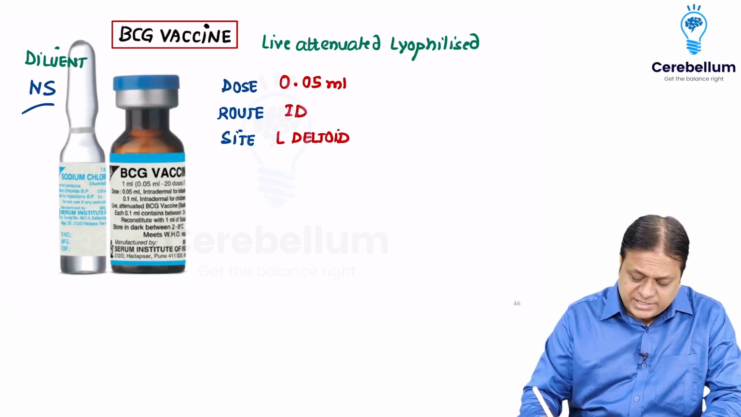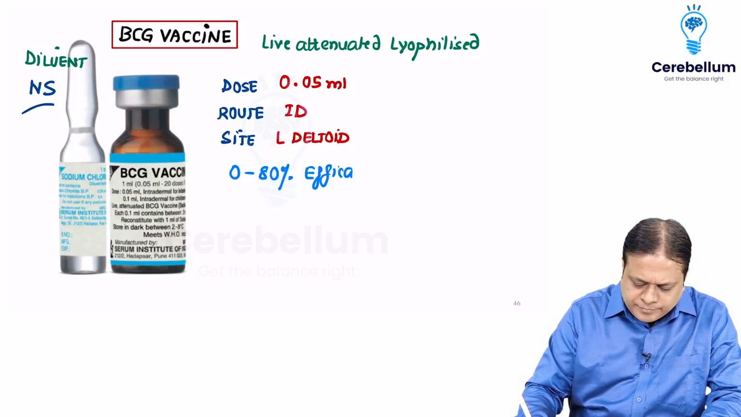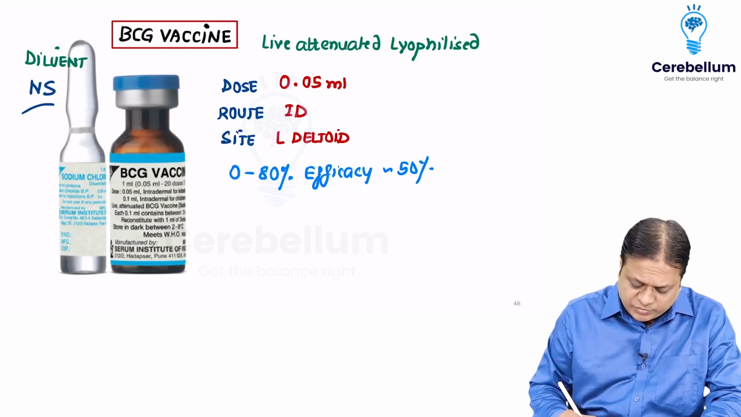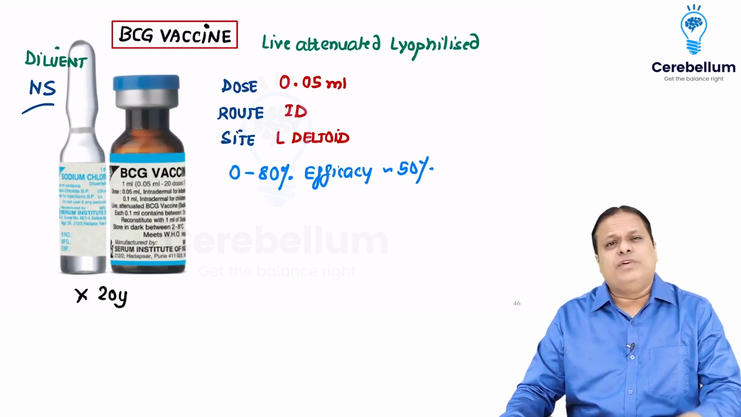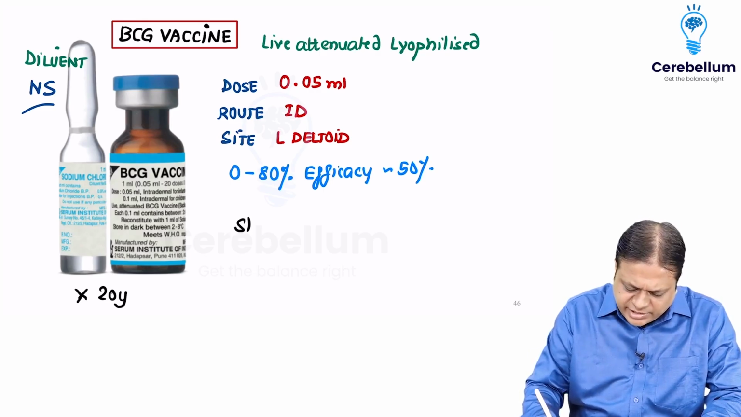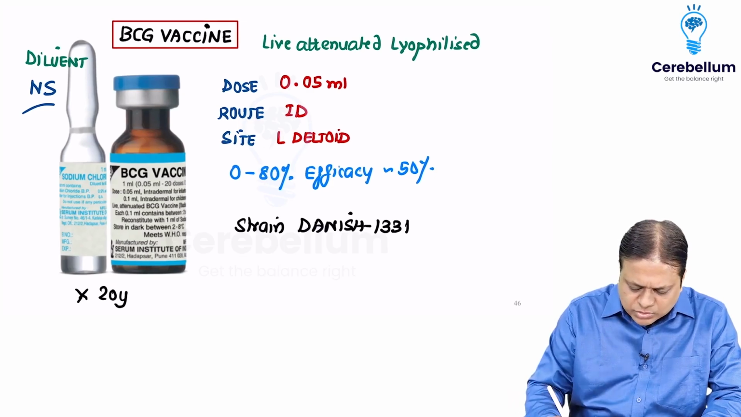This vaccine carries a protective efficacy of 0 to 80%, median 50%. The total duration of protection it provides is 20 years. Now, when we look at the strain from which it is produced, that is Danish 1331, Copenhagen strain also.